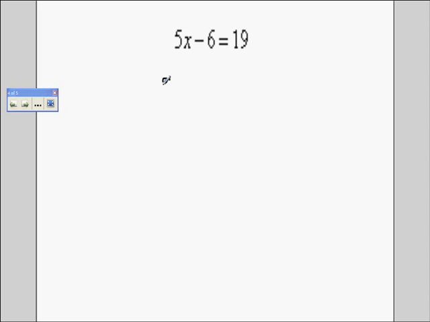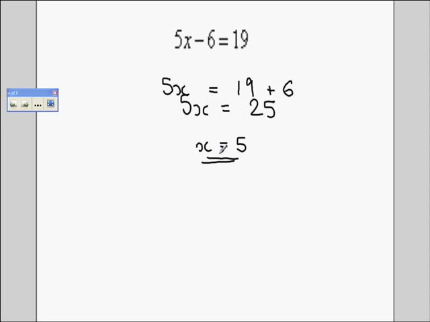So we take our 5x, we add 6 to that side, we just end up with 5x equals 19, add 6. So 5x is equal to 25, and hopefully you can see straight away that 5 times 5 is 25, and so x is 5, gives us the solution.